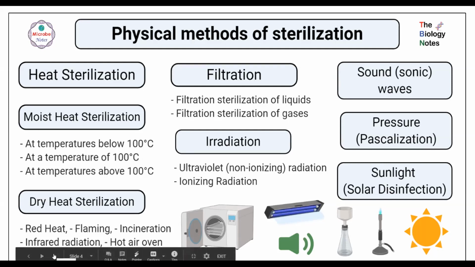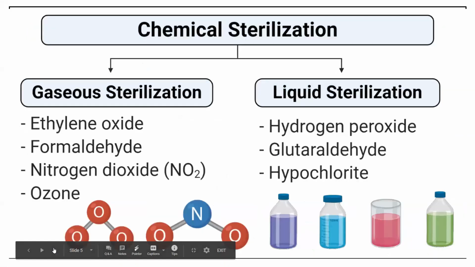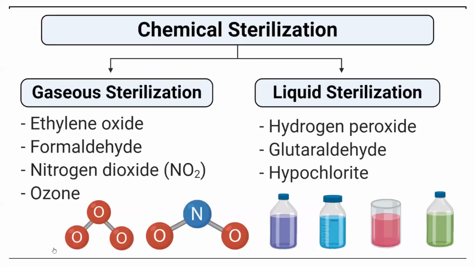Okay. Next we'll discuss in brief chemical sterilization. So chemical sterilization is further classified as gaseous sterilization and liquid sterilization. This classification is only because where we use gases for sterilization is known as gaseous, and where we use liquids is known as liquid sterilization. So we have examples of ethylene oxide, formaldehyde, nitrogen dioxide, ozone as the gaseous sterilizing agents and hydrogen peroxide, hypochlorites as the liquid sterilization agents.